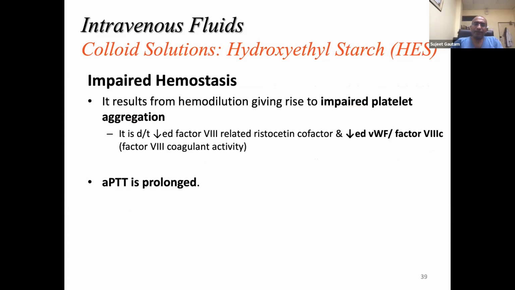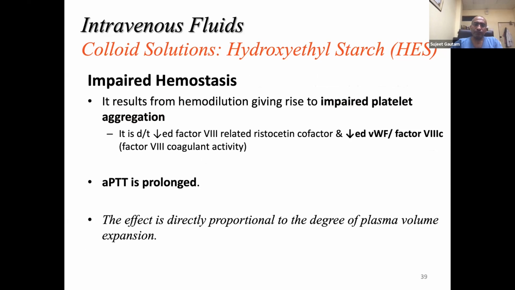Regarding side effects, one of the important side effects is the impaired hemostasis, and it results from hemodilution giving rise to impaired platelet aggregation. And this impairment in the hemostasis is directly proportional to the degree of plasma volume expansion.